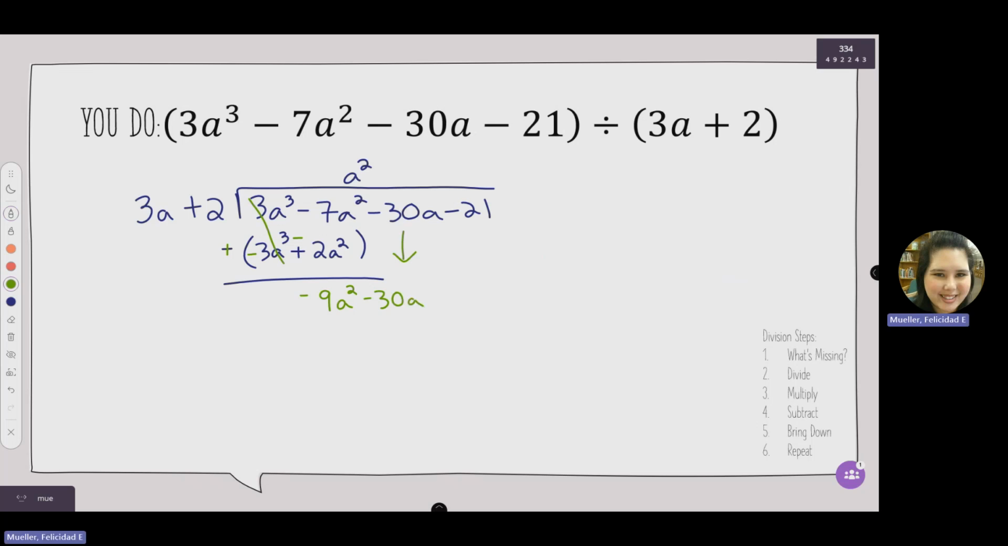3a goes into negative 9a squared negative 3a times. So again, that would be negative 9a squared divided by 3a. Previously, we had 3a cubed divided by 3a. Those a's cancel, so again, a squared. So when we multiply that, we get negative 9a squared. Negative 3 times positive 2 is negative 6.